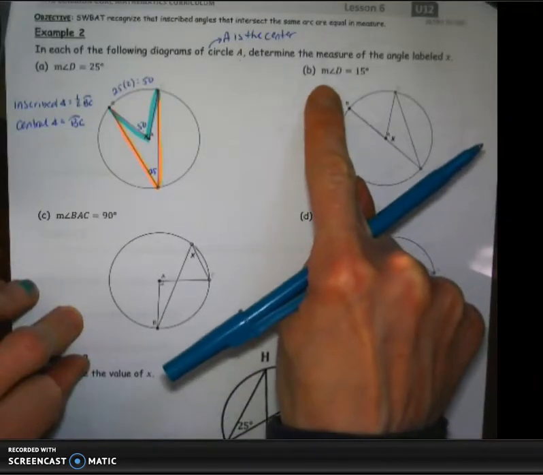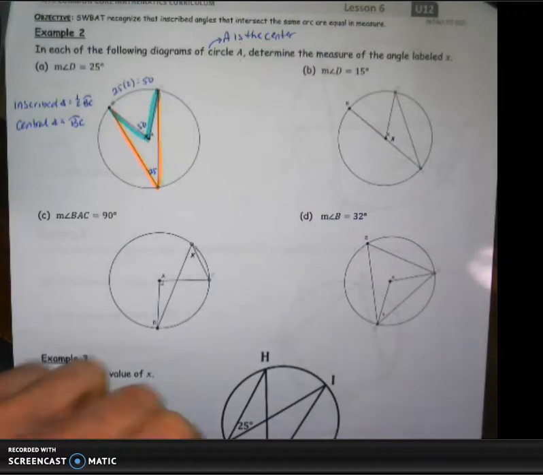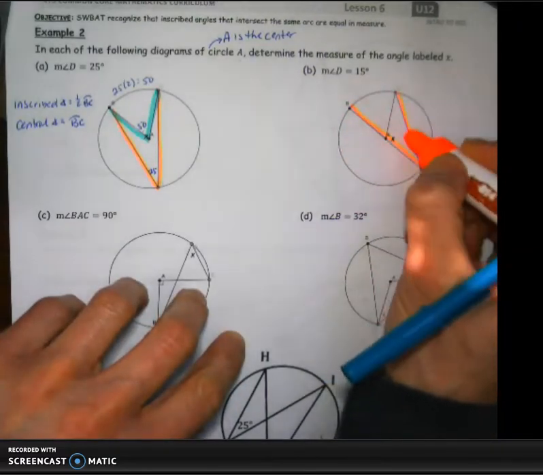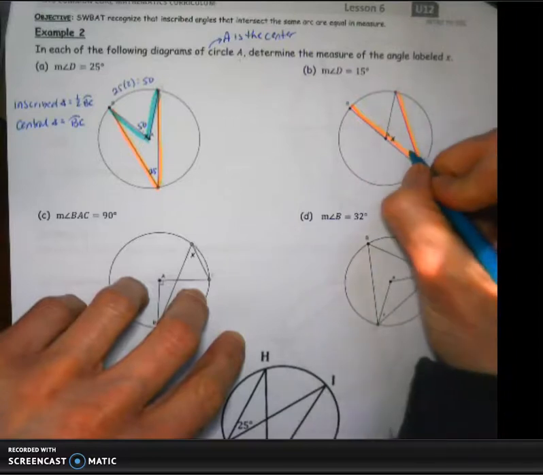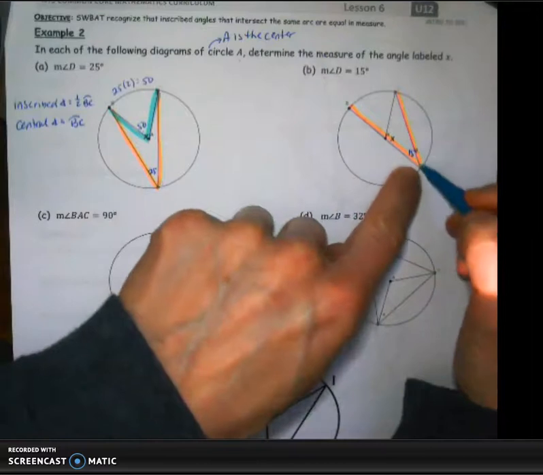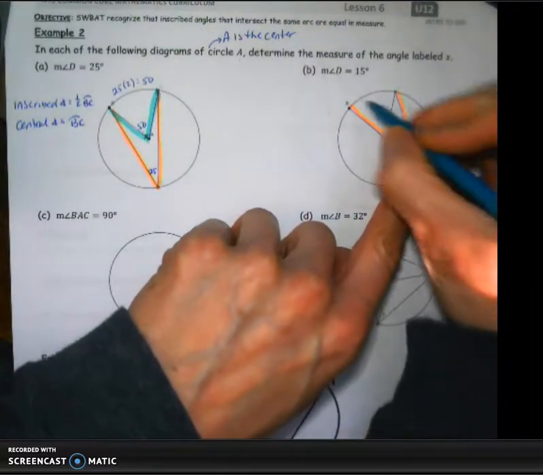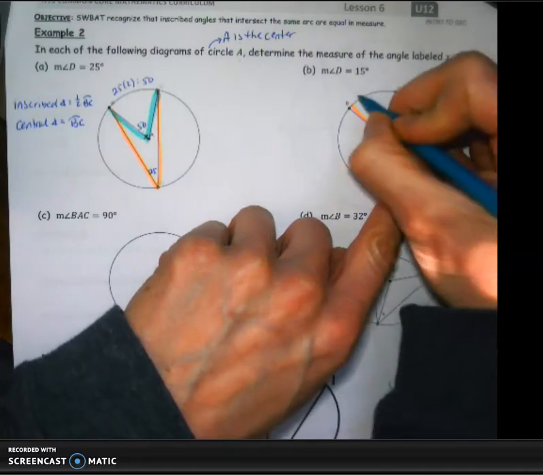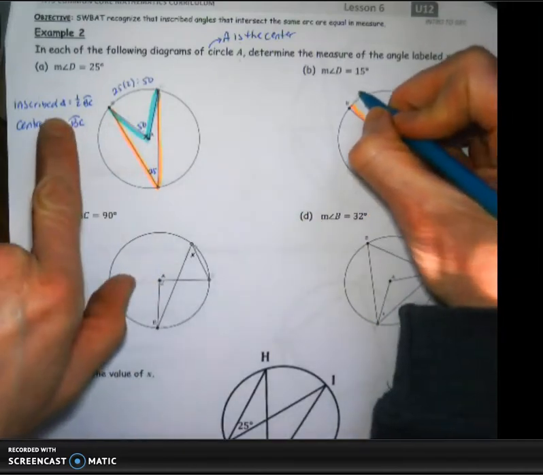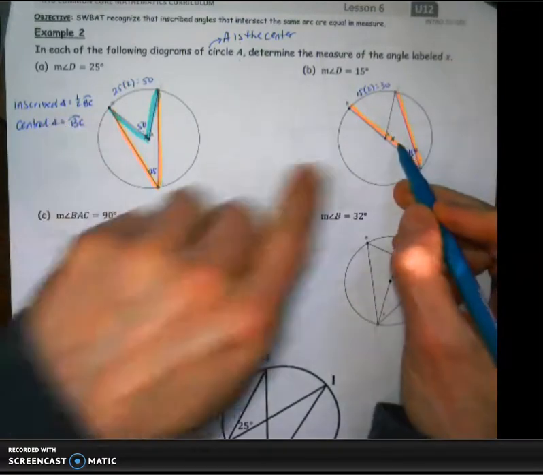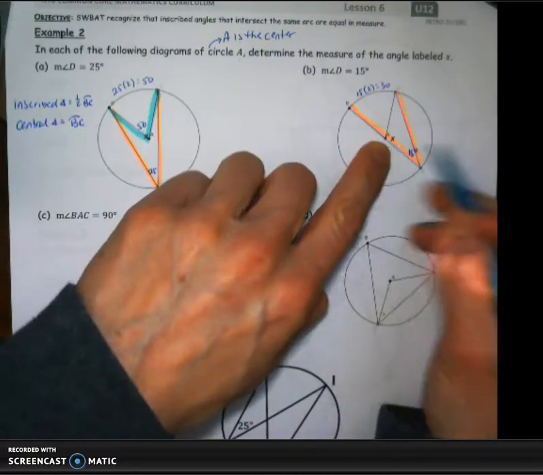Example B says the measure of angle D is 15 degrees. So that means the measure of angle D, so I'm going to highlight that. Well, this angle here is 15 degrees. And that angle is formed by chords and the vertex is on the circle. Therefore, the intercepted arc is going to be twice the measure of the inscribed angle. Remember, the inscribed angle is half, so the intercepted arc is double. It says find the measure of angle X.